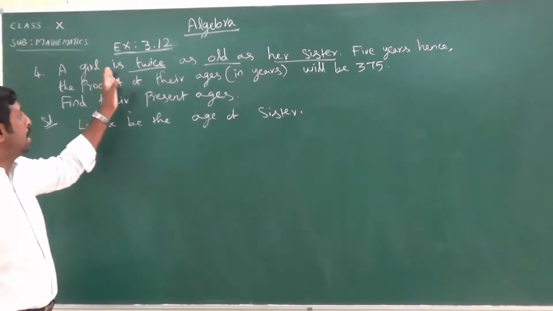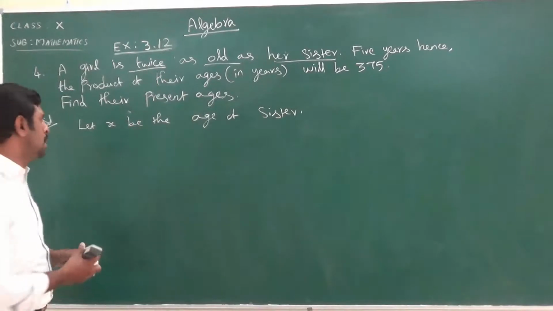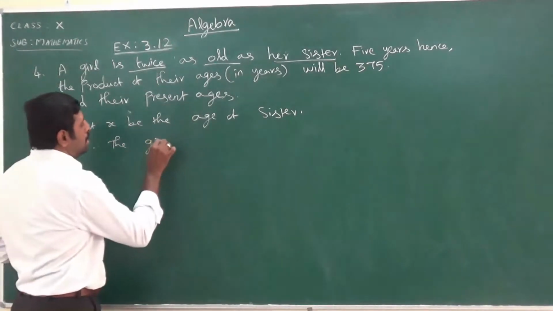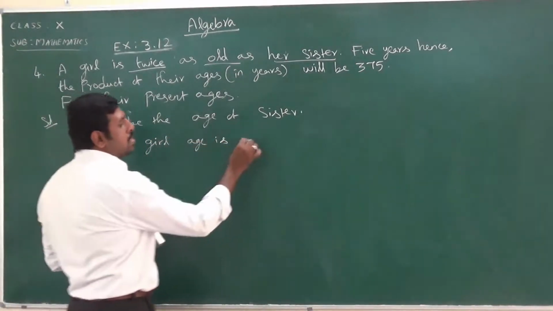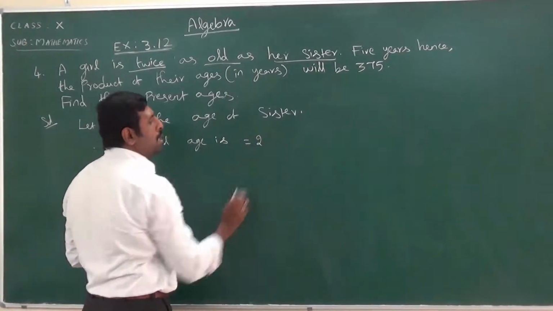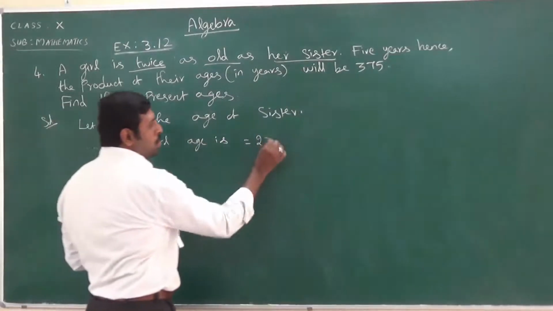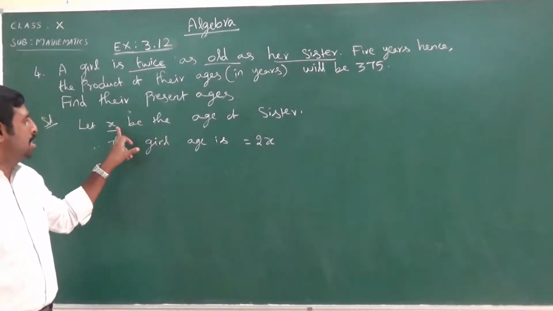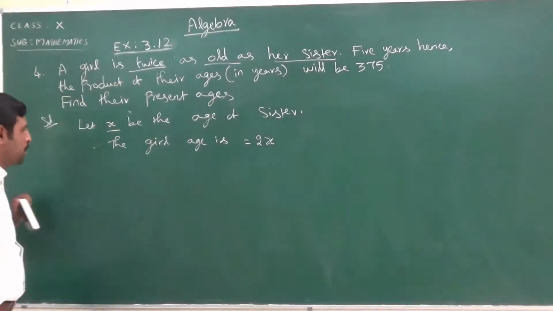Then what about the girl's age? The girl is twice as old as her sister. Her sister is x, so twice means 2 times x. So the sister's age is x and the girl's age is 2x.